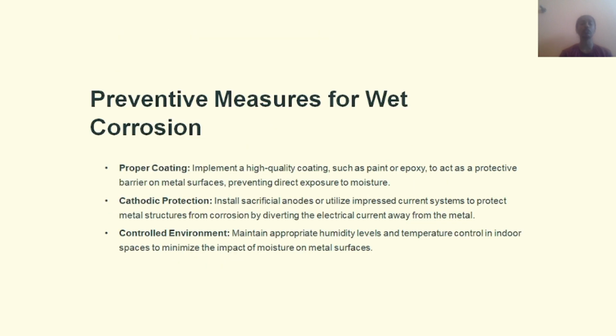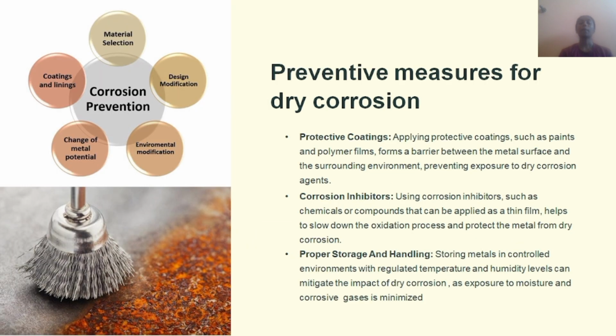Preventive measures for wet corrosion. Proper coating. Implement high quality coating such as paint or epoxy to act as a protective barrier on metal surfaces, preventing direct exposure to moisture. Cathodic protection. Install sacrificial anodes or utilize impressed current systems to protect metal structures from corrosion by diverting the electrical current away from the metal. Controlled environment. Maintain appropriate humidity levels and temperature control in indoor spaces to minimize the impact of moisture on metal surfaces.